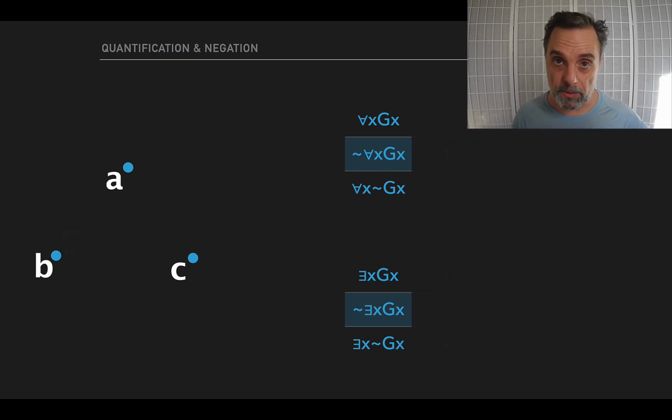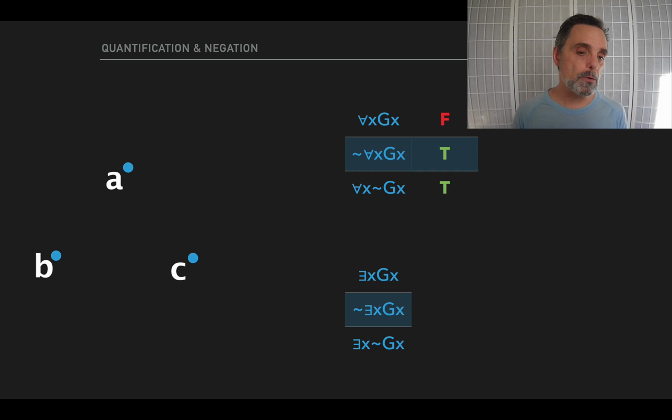Well, what about if there are none? Then what happens? Well, for all x, gx is definitely false, because nothing makes gx true. So its opposite is true. What about for all x not gx? Well, let's see. A lacks g, B lacks g, and C lacks g. So not gx comes out true no matter what. So for all x not gx is true.